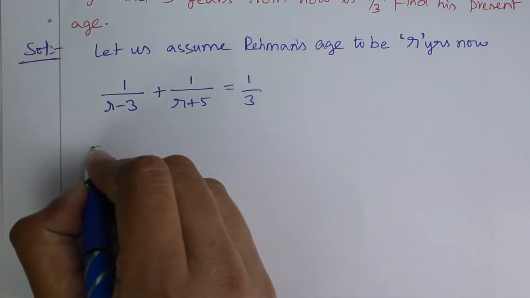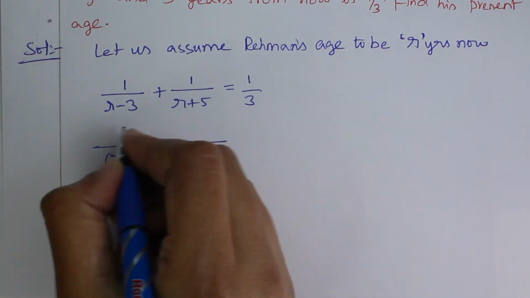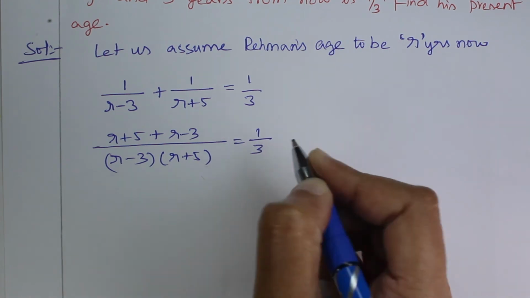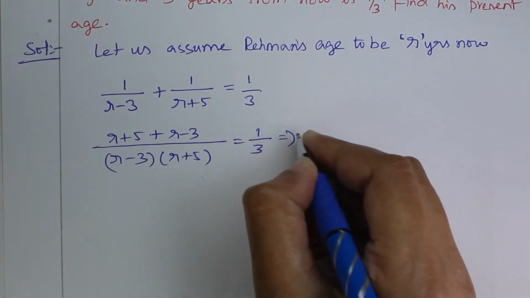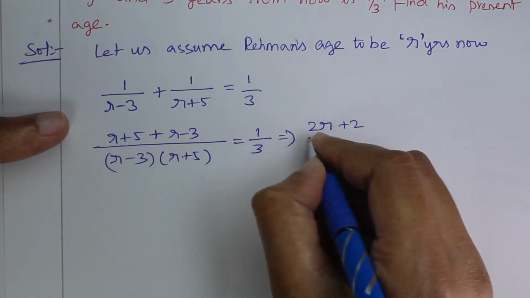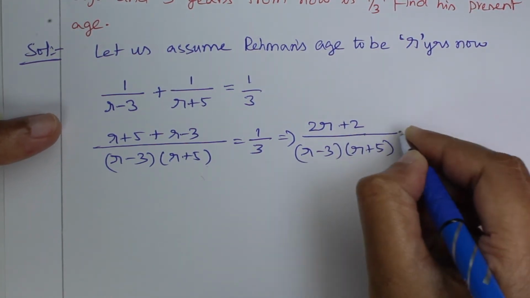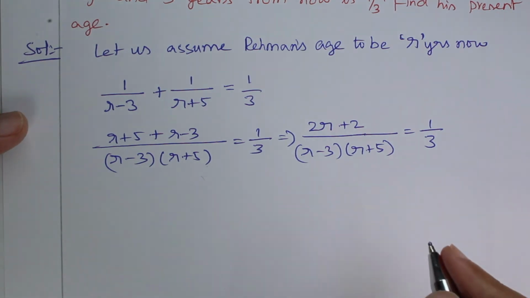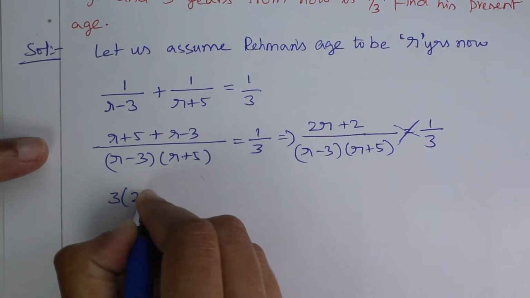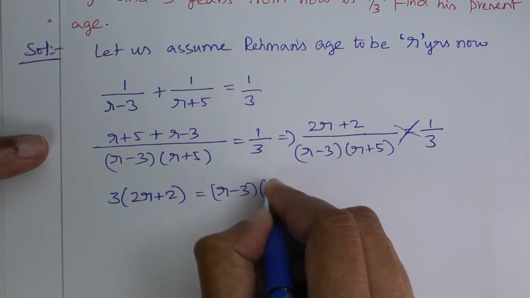So let's take the LCM. R minus 3 into R plus 5 is equal to R plus 5 plus R minus 3 is equal to 1 by 3. So that implies 2R plus 2 divided by R minus 3 into R plus 5 is equal to 1 by 3. So we'll multiply it this way. So 3 into 2R plus 2 is equal to R minus 3 into R plus 5.